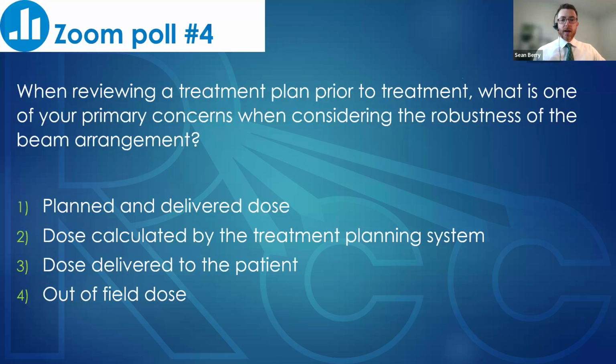All right, let's see, what do we have here? So we had a mix of answers, but the largest number of people answered number one, planned and delivered dose. And that's the correct answer. So a plan that looks nice on paper, but is not deliverable or not robust, is not going to do the patient very much good. So you want to treat with a plan that you have high confidence will be consistent with what your TPS calculation says, because that's what you're basing your decisions off of.